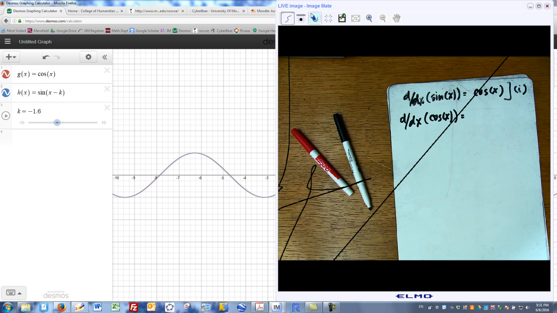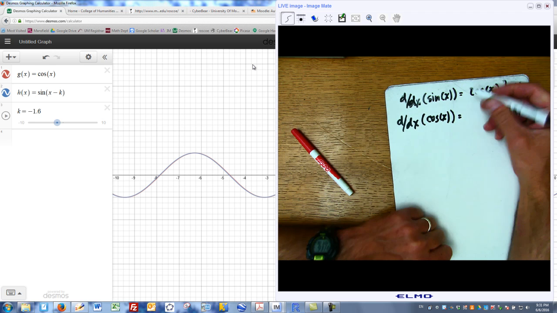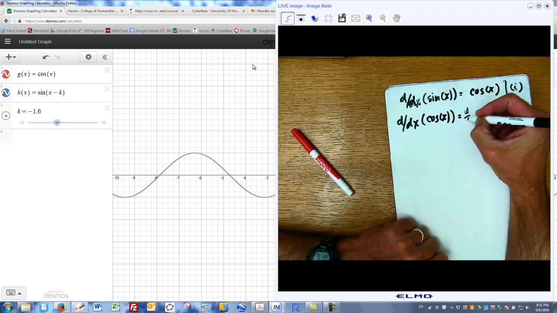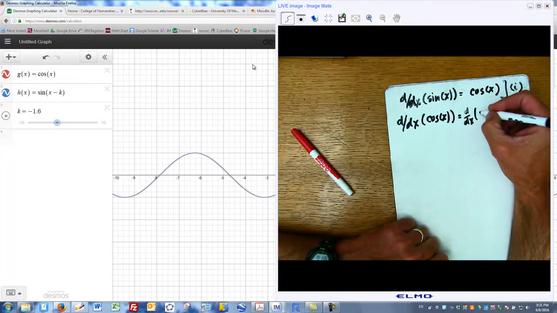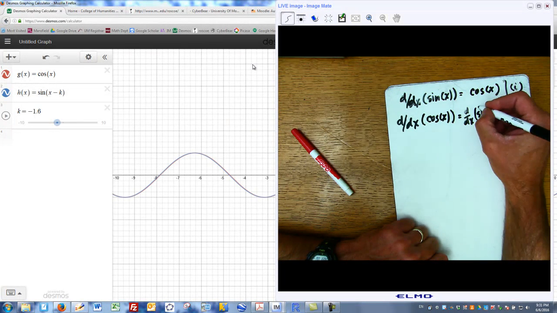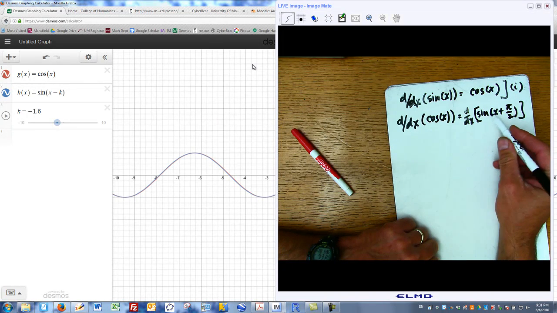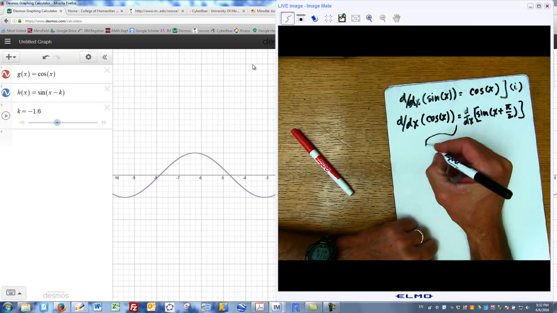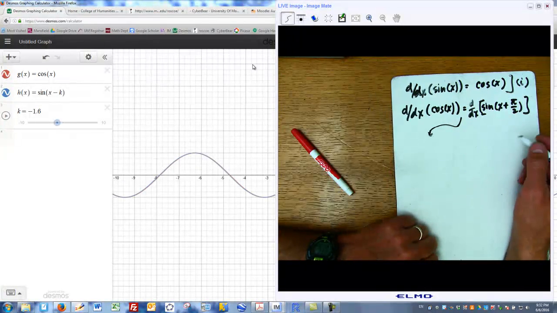So we can rewrite a cosine curve as sine of x plus pi over 2. And now we know the derivative of the sine, but it has an argument inside of it. So what we have here is an application of the chain rule.